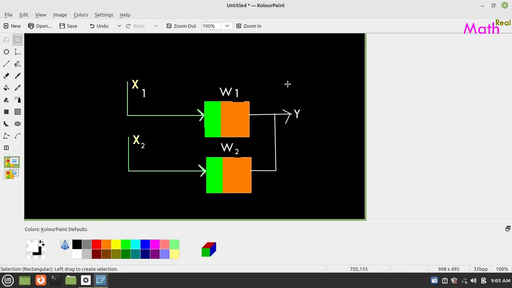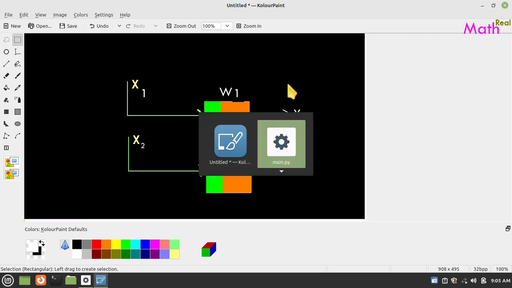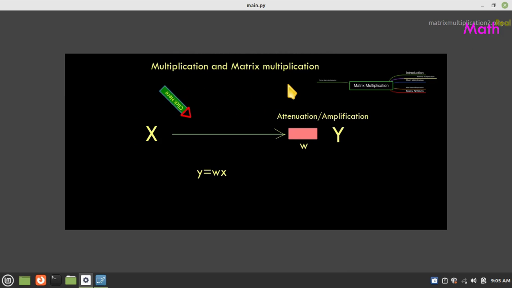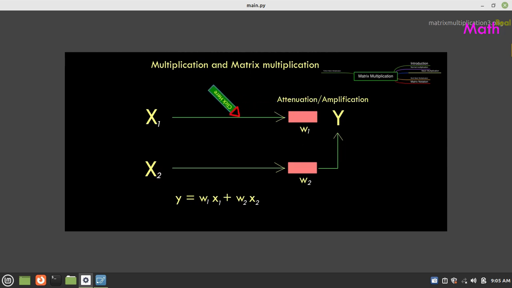Okay, so it is a little complex. First was only one signal, only one attenuation factor and one output. Now two signals, two attenuation factors, and then the output. So no, it's not only multiplication. One multiplication, two multiplication, and then addition. Then the output is coming.